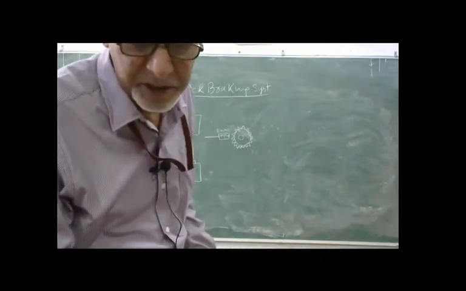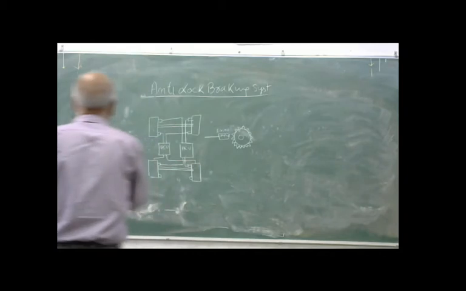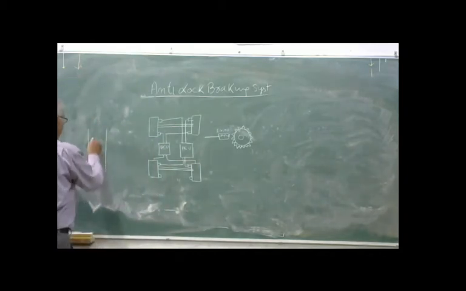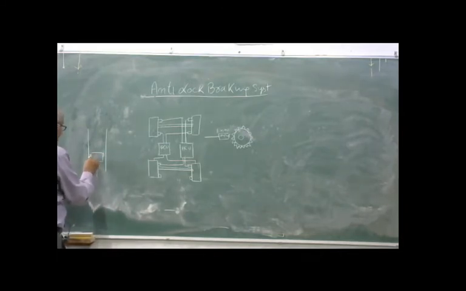Suppose the vehicle is moving straight and there is no ABS system. What will happen? The wheel will immediately stop at once. If you apply the brake and there is no ABS, one or two of the wheels will immediately stop. And what will it cause? They will cause skidding on the road, and that may create an accident.